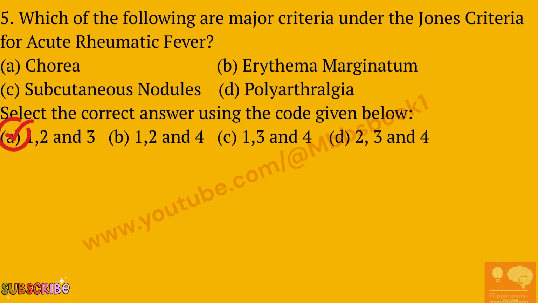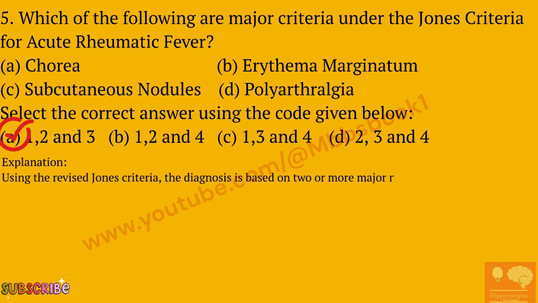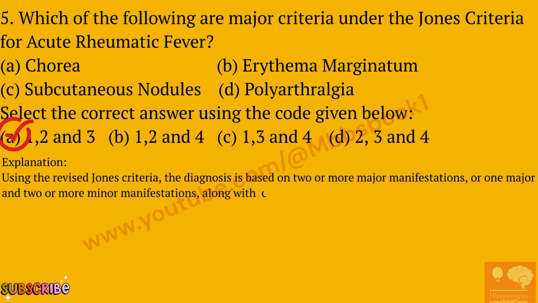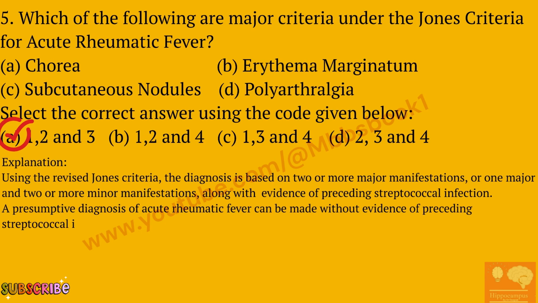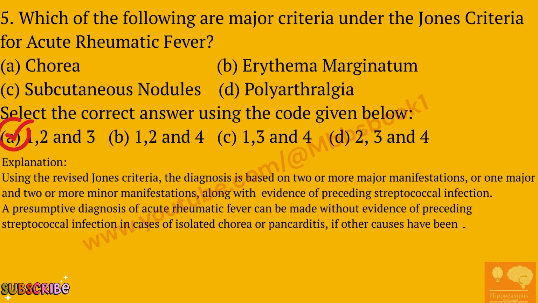Let's see the explanation. Using the revised Jones criteria, the diagnosis is based on 2 or more major manifestations, or 1 major and 2 or more minor manifestations, along with evidence of preceding streptococcal infection. A presumptive diagnosis of acute rheumatic fever can be made without evidence of preceding streptococcal infection in cases of isolated chorea or pancreatitis, if other causes have been excluded.